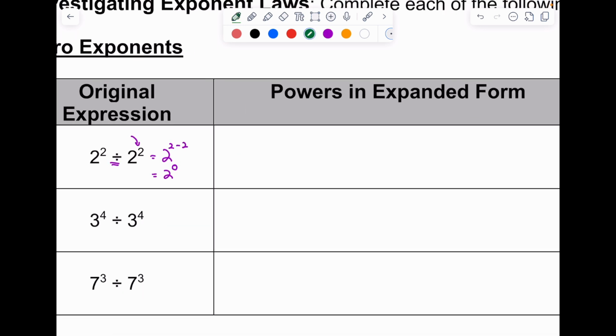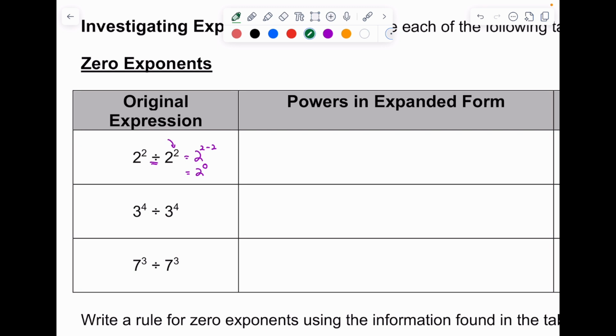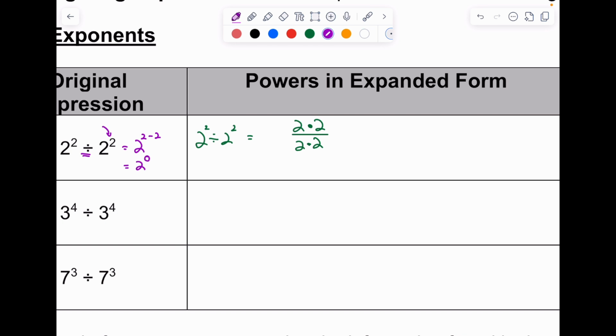What does this evaluate to? Let's write out what we have in expanded form. 2 to the power of 2 divided by 2 to the power of 2 is the same thing as 2 times 2 divided by 2 times 2. There are a few ways to approach this. You can cross off everything, but if you just evaluate it, 2 times 2 up top is 4, and on the bottom you also have 4. What do you get when you evaluate that? 4 divided by 4. You get a value of 1.